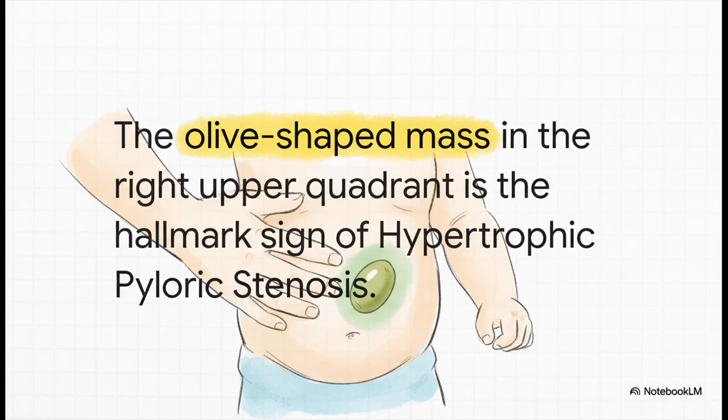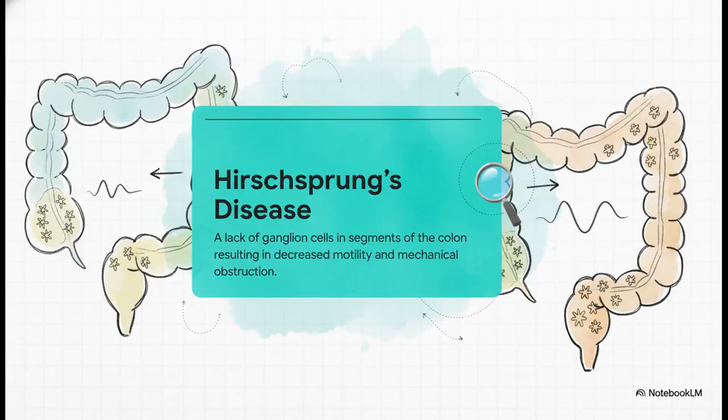If there's one thing you remember from this section, make it this. That palpable olive-shaped mass in the right upper quadrant is the absolute hallmark sign of pyloric stenosis. That's the overgrown muscle you're feeling. If you see this in a test question, you found your answer. Lock it in. Next on our list is Hirschsprung's disease.